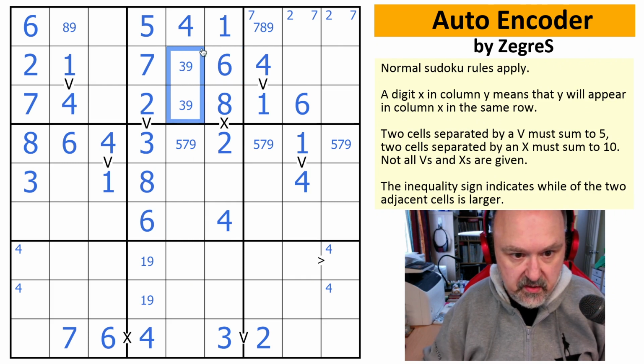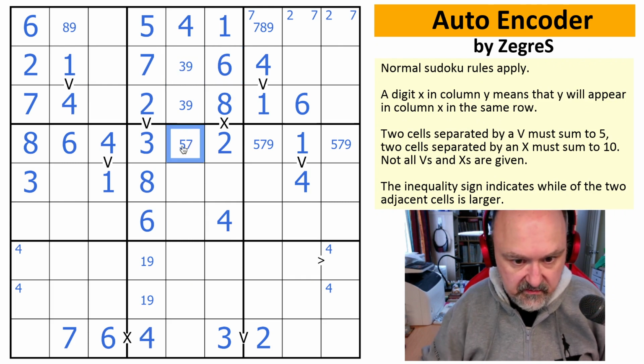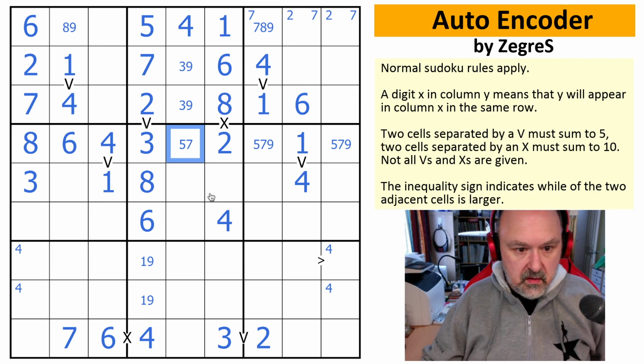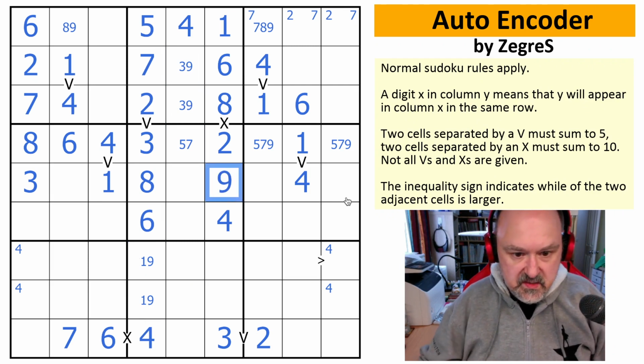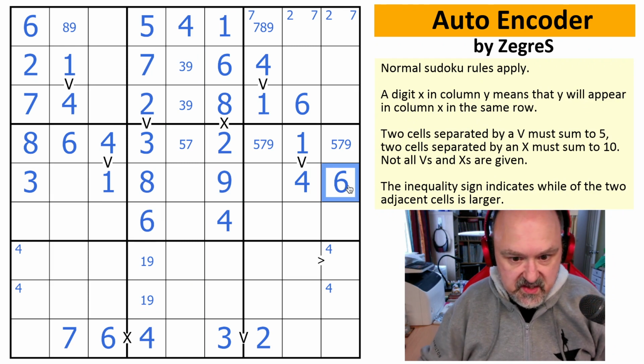And this becomes a 3, 9 pair, taking 9 out of there. We've now got 9s here and 9s here, which means that has to be a 9, which means that has to be a 6. I like the flow of this puzzle. This is a good introduction, I think, to this all columns must point to the other columns puzzle.